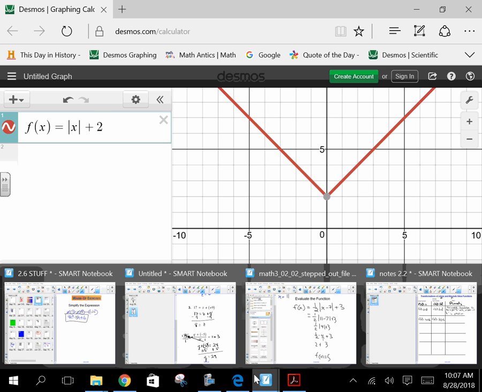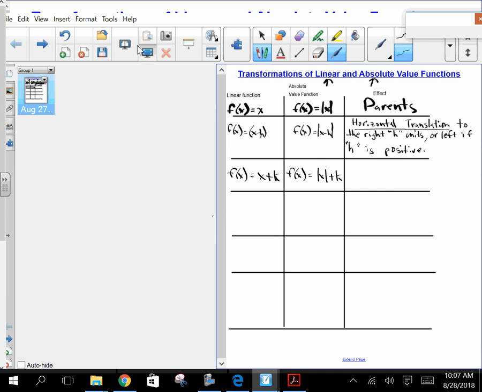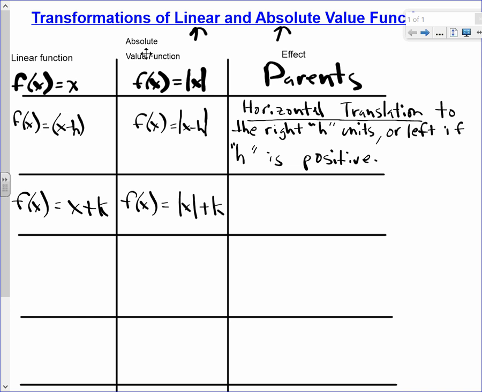So let's get back to the guide. Again, Math 2 students should remember this from last year as a review. So let's go to write vertical translation. That's up and down, not left to right. The first one's left to right. Now we're doing vertical translation. K units upward.